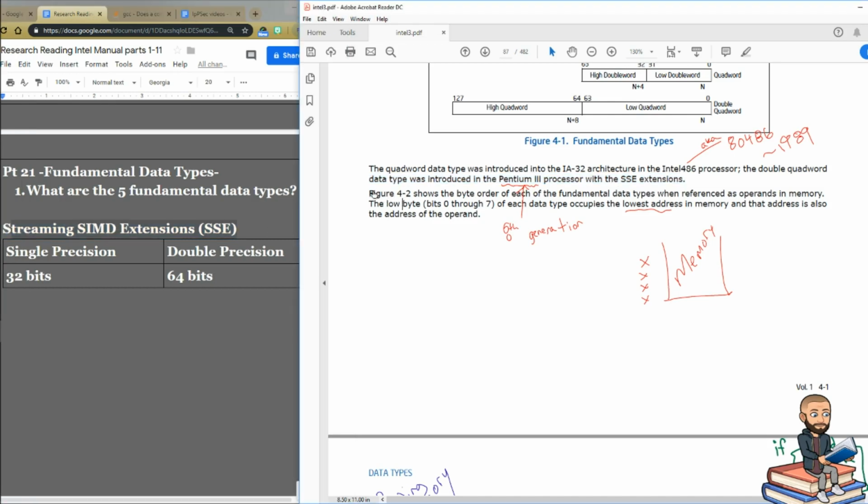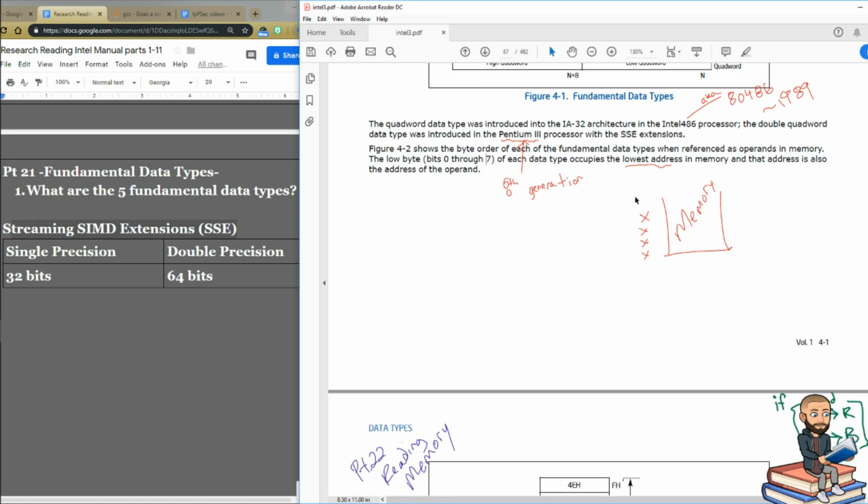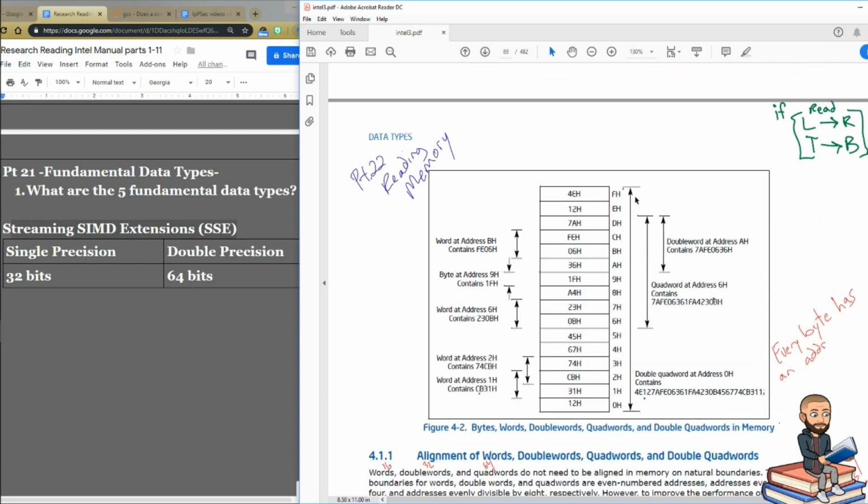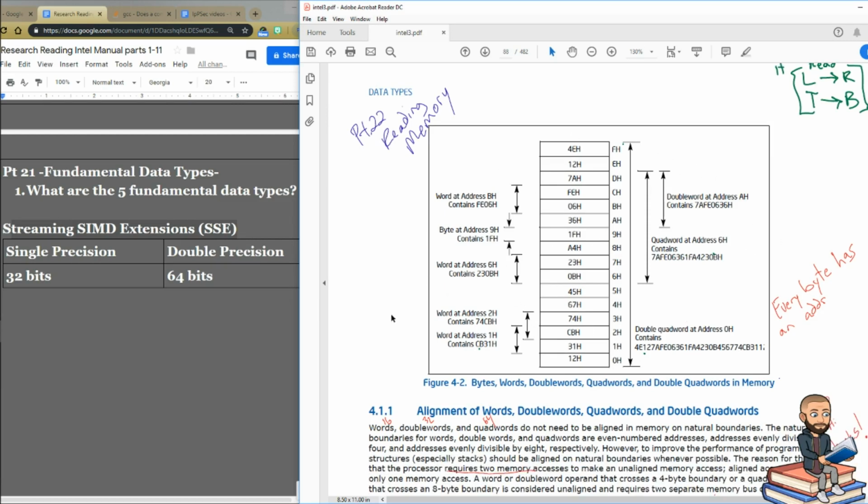Now figure 4-2, I'll do a complete separate video on that because it's pretty complex, but it says that figure shows the byte order of each of the fundamental data types when referenced as operands in memory, and the low byte, that is bits 0 through 7, of each data type occupies the lowest address in memory, and that address is also the address of the operand. So it'll be helpful for you to remember that Intel is going with this lowest address first. Here's the diagram just because I want you to be able to see it for now, but again, a whole separate video, it'll be part 22, and I'll really dig in deeply because this took me a while to digest.